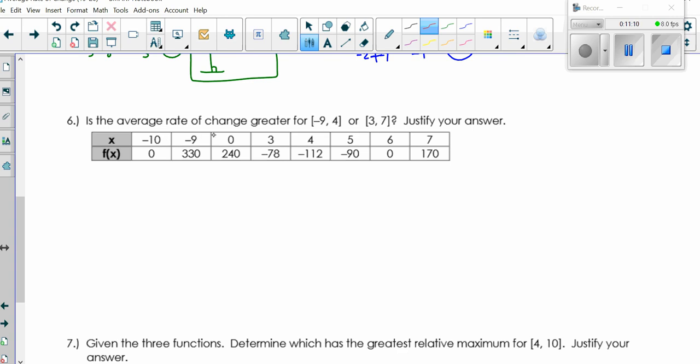So from negative 9 to 4 means that we would be using this coordinate and this coordinate. So table of values are always nice because it gives the answers, gives you the coordinates. And then from 3 to 7 means we'd be using this coordinate and this coordinate. Okay, so like I said, good place for you to pause and try this on your own.